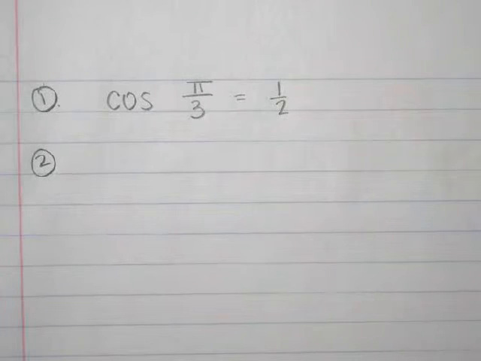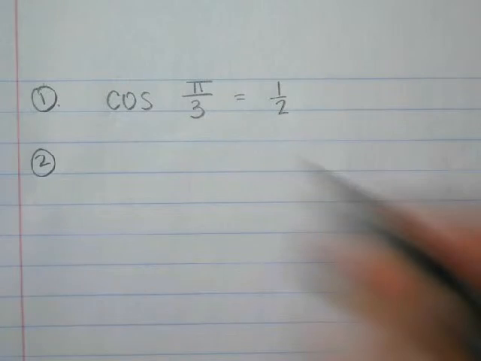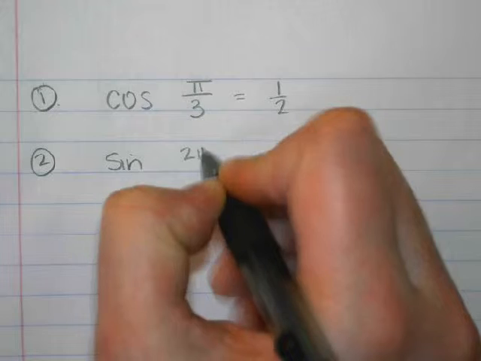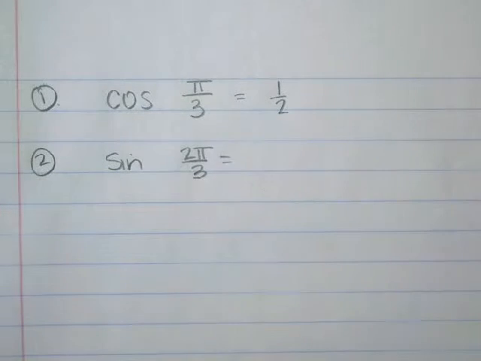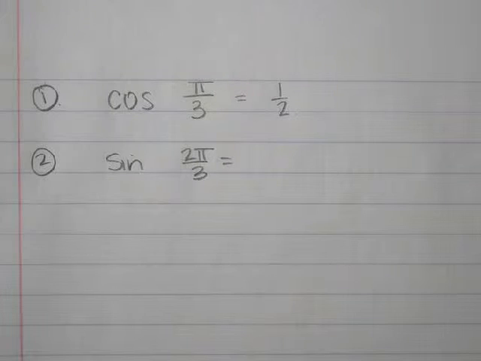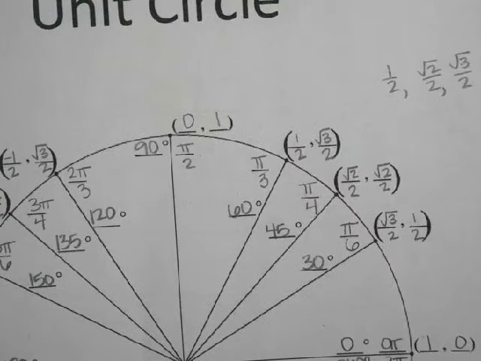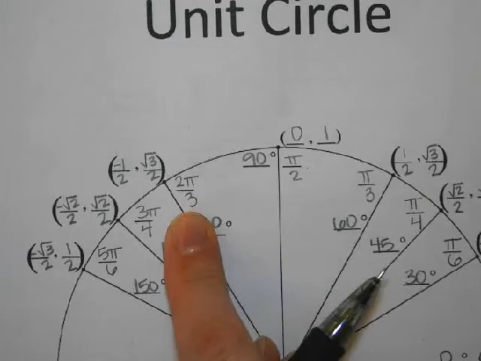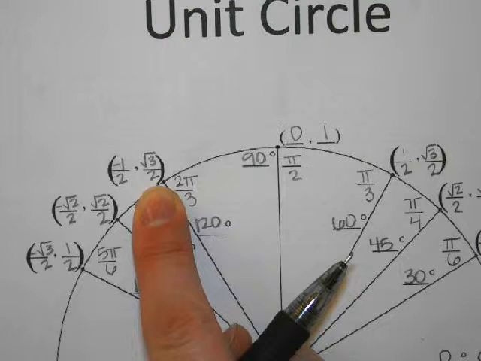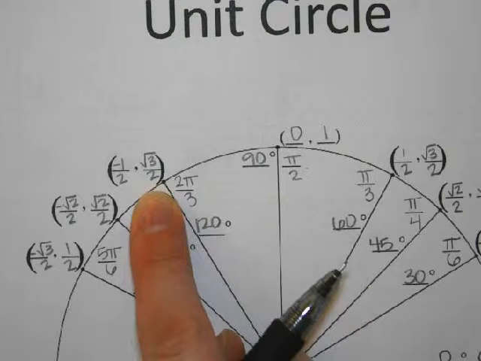Okay, number 2. We are going to do sine of 2 pi thirds. Sine of 2 pi thirds. All right, sine of 2 pi thirds would be the y coordinate, root 3 over 2. Sine of 2 pi thirds is the y coordinate.